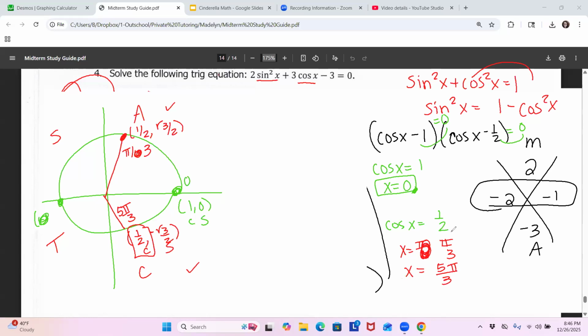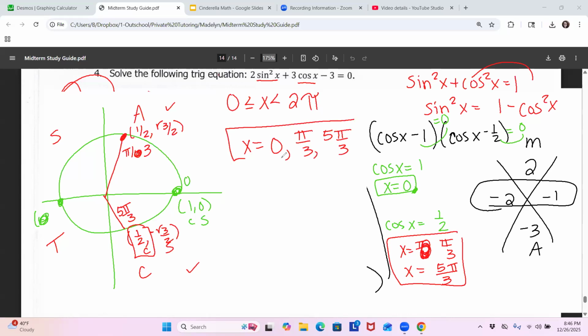So we have 3 answers. If x is in between 0 and 2 pi, we have answers of 0, pi over 3, and 5 pi over 3. If it is on the whole entire real number system, so negative infinity to infinity, you would just write those 3 answers with the plus 2 pi k, where k is an integer. You would add that weird step.